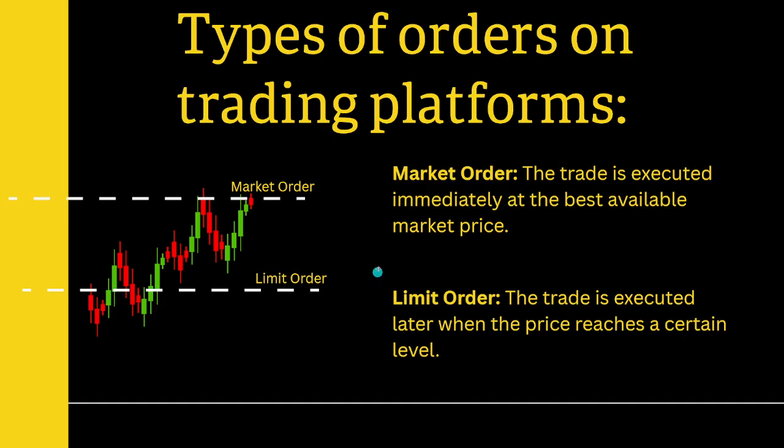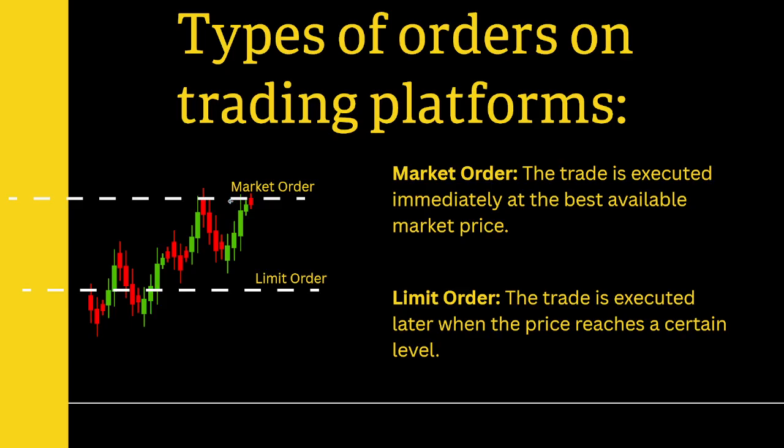The first order type is called a market order. A market order is executed immediately at the best available market price. So basically, it's an instant order that makes you enter the market right away with the best available price. And here's an example of a market order. If I open a market buy, for example, right now, and the current price is here, this is the last candle, then the market order will open a trade instantly and make me enter the market right away.